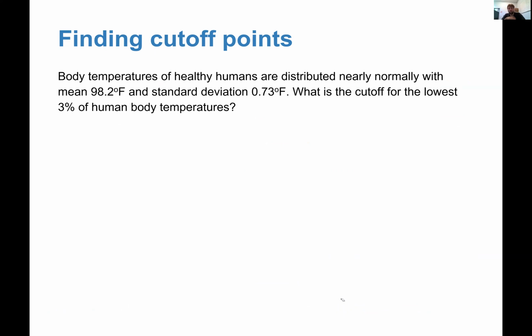Let's do another example. The body temperature of healthy humans is distributed nearly normally, with mean 98.2 and standard deviation 0.73. What is the cutoff for the lowest 3% of human body temperatures? Okay, so now we have the percentile. We need to find the z-score.